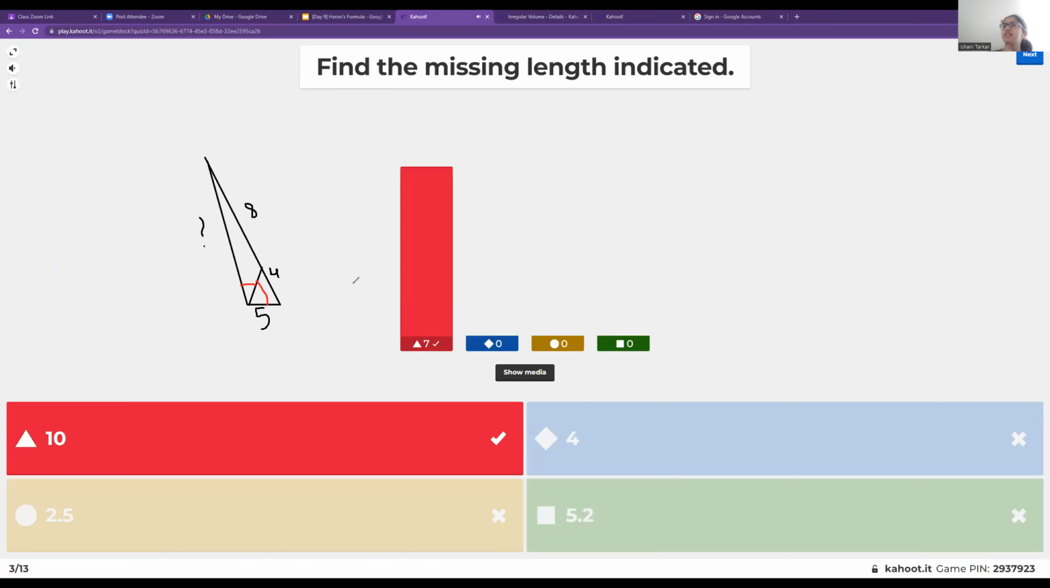Okay, so the length indicated here is 10. So we would do, remember, it would be 5 over 4 is equal to question mark over 8, right? And we can multiply both sides by 8 and we'd get 40 over 4, which is equal to 10. So 10 is equal to question mark. So that would be the answer. And everyone got that right, so good job.